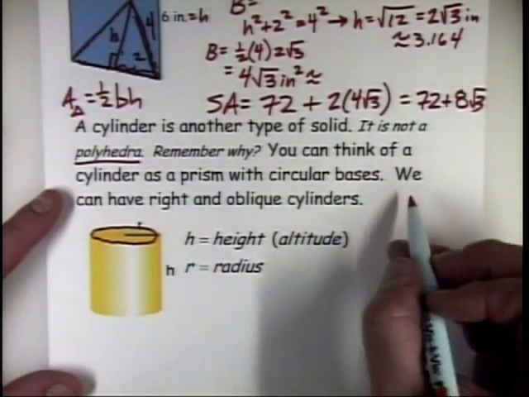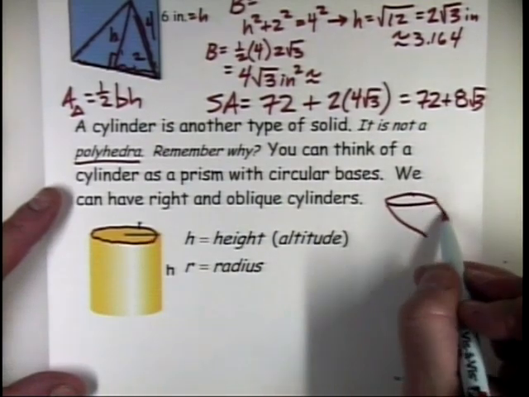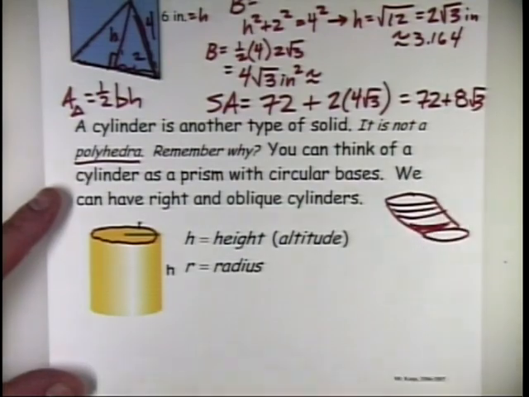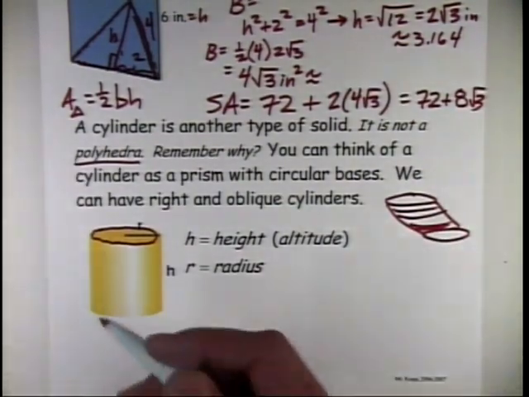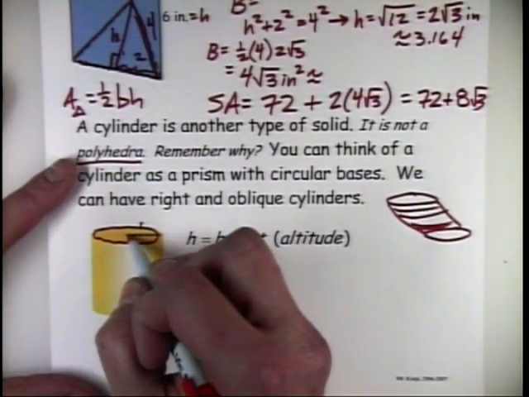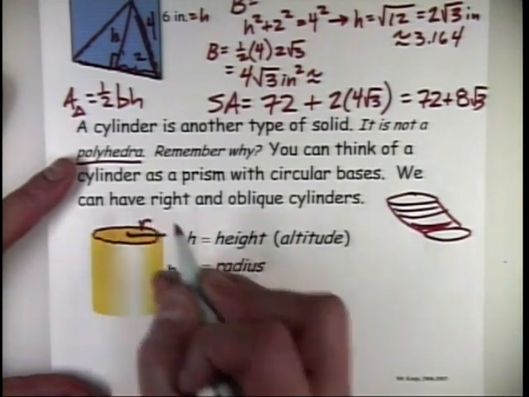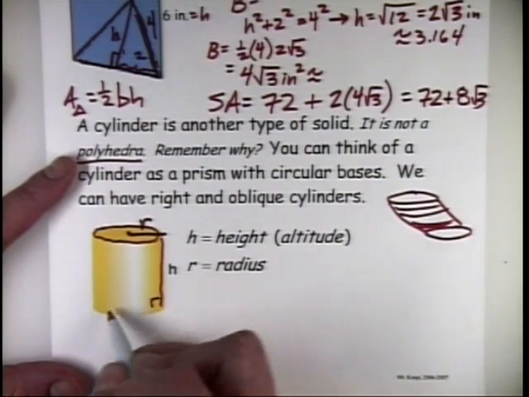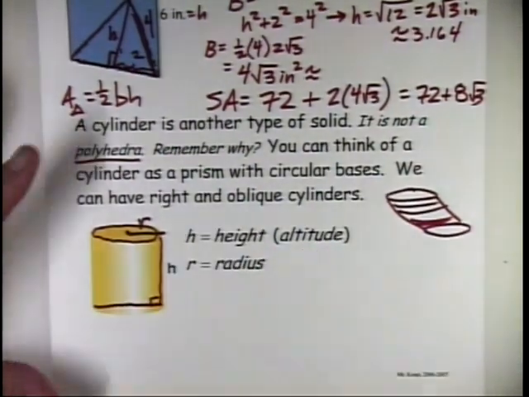We also have oblique cylinders. So think again of a cylinder that has been poorly built, like a slinky maybe that you can push over to the side. It's slanted. We're going to be looking at these right cylinders. So we have a circular base with the radius of that circle being r, and we have a height h which is perpendicular to the base.